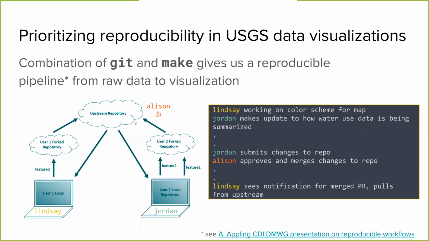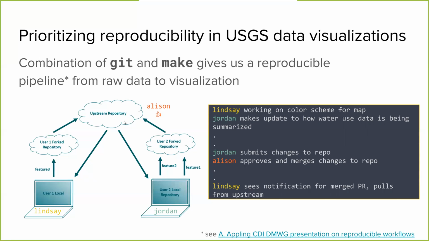And so just as a scenario to show how this works, suppose Lindsay's working on a color scheme for the map that we're building. At the same time, Jordan might be working on how we're summarizing the water use data. And so if Jordan finishes his small task, then he can push and submit his changes to the repository. He pushes them up here, and then he says, okay, I'm ready for someone else to review this. In this case, Allison comes in and reads through the code and says, yeah, that looks good. And I merge it into the repository.